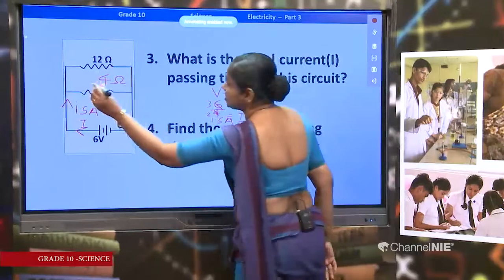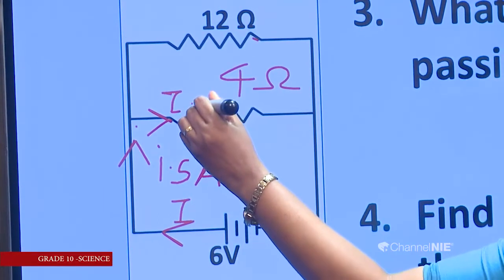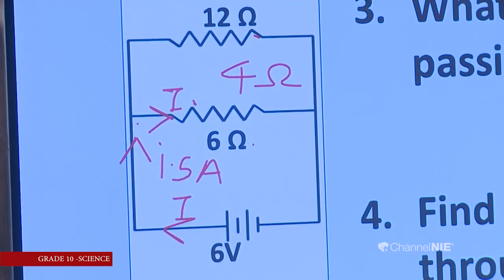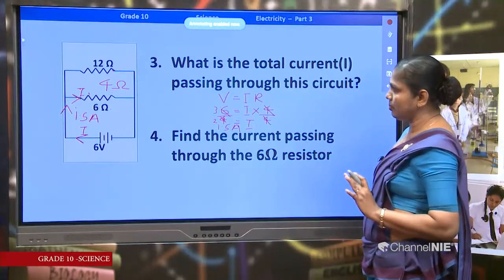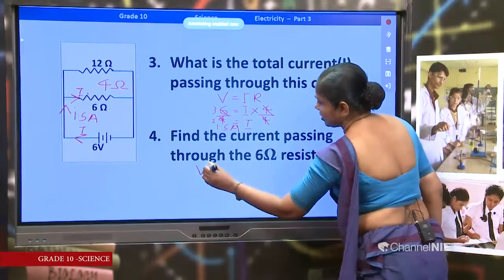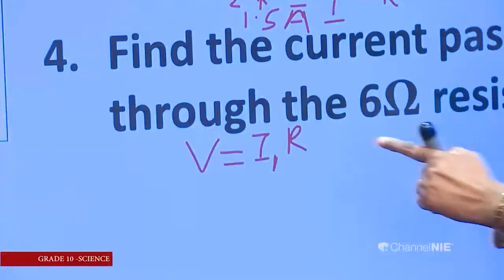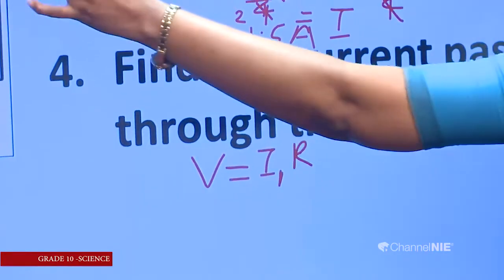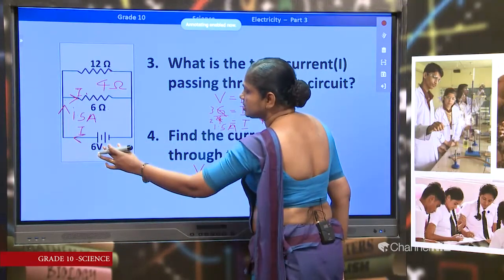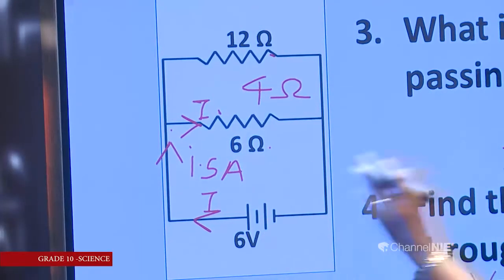We need to find the current. Suppose this current passing through the 6 ohm resistor only is I1. It is I1. Then how to get I1? Here also we can use the same formula, same equation, children. V equals IR. See, V equals IR. Here I is I1, right? R is 6 ohm. Then the potential difference across this 6 ohm resistor is 6V. The potential difference 6V is common for both. The potential difference across both resistors is 6V.